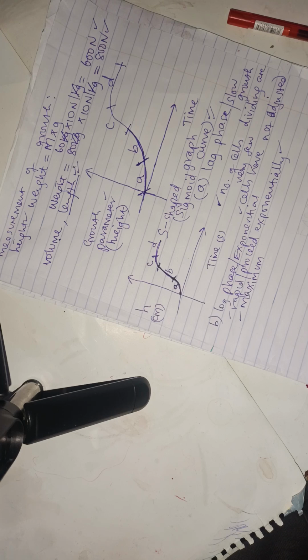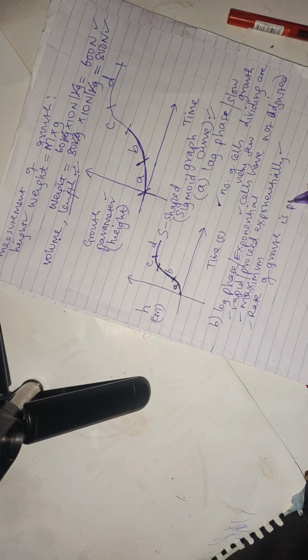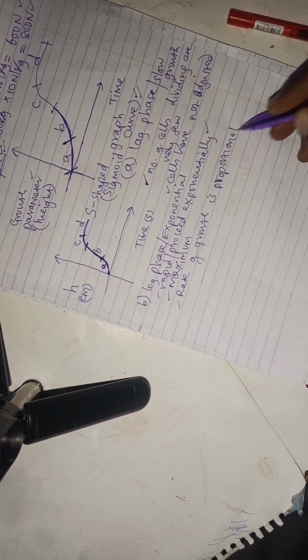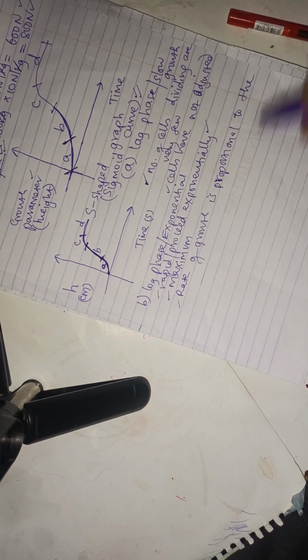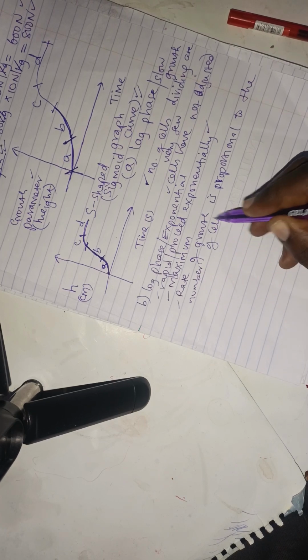And the rate of growth is proportional to the amount of material or number of cells of the organism already present. So the rate of growth is proportional to the number of cells present.